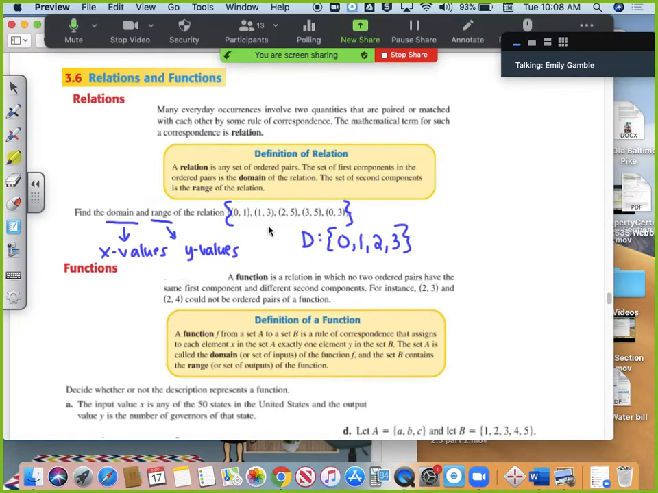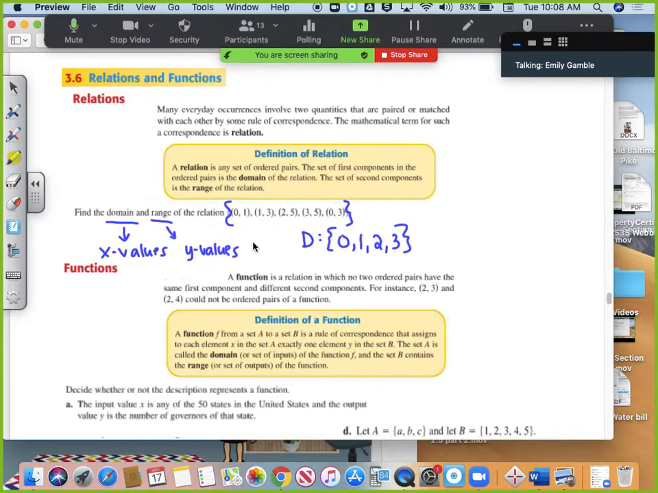You're supposed to write these in order from least to greatest. They were kind of already in order from least to greatest until that second 0 occurred, which you don't have to write a second time because you already included it the first time you wrote it down. I'm not sure how picky I'm going to be.